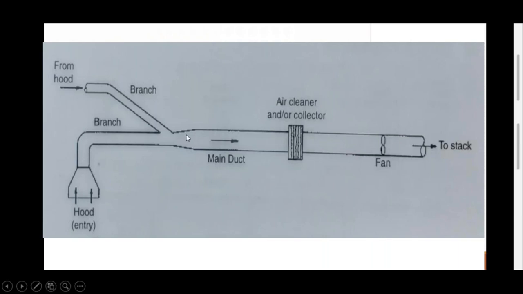Okay. This is a simple diagram of local exhaust ventilation. For example, here there is an operation going on, an activity which is producing dust or gas, and we have a hood at this point, which is capturing the contaminant from the point of generation. Then it is transported through branch ducts into the main duct, and here we have an air filter or air cleaner which cleans the air, and dust particles are accumulated in the air bag below. And here is a fan which is providing energy to the air for movement.